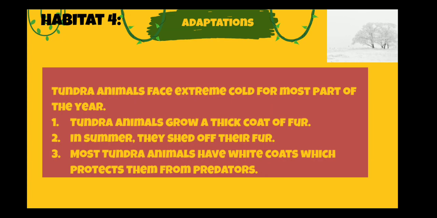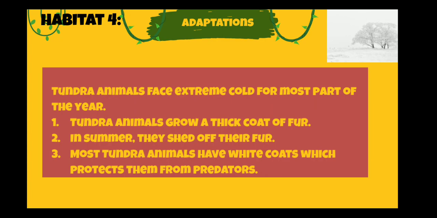Tundra animals face extreme cold for most part of the year. Tundra animals grow a thick coat of fur, like we wear sweaters in the cold season. So they are given thick coat of fur by Allah subhanahu wa ta'ala to protect them from the freezing cold of tundra. But in summer, they shed off their fur, otherwise they would die of heat. So that is Allah's system, that in the winter they have thick coat of fur, and in summer their coat is shed off.